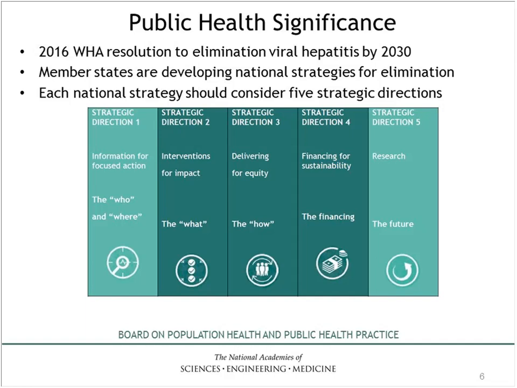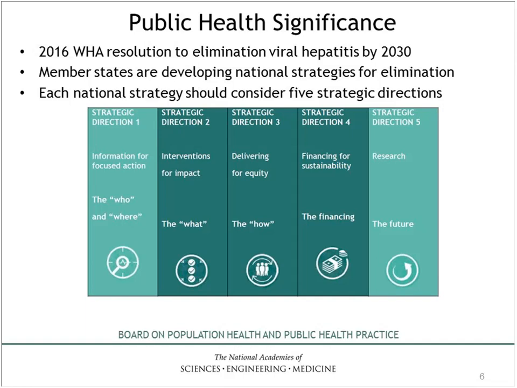Strategic direction 3 is delivering for equity. How do we actually, or the how do we get these interventions to the people who need them? So it's not only a question of identifying and developing the interventions that are now in place, but we need to make sure they get distributed and used in all the places that they are needed. Direction 4 is financing for sustainability. As we alluded to, some of these interventions, particularly the treatment for hepatitis C, is very expensive. How do we develop a mechanism to be able to afford that? And strategic direction 5 is research. What are the things we need to do in the future so that we can continue to advance these goals in the future?